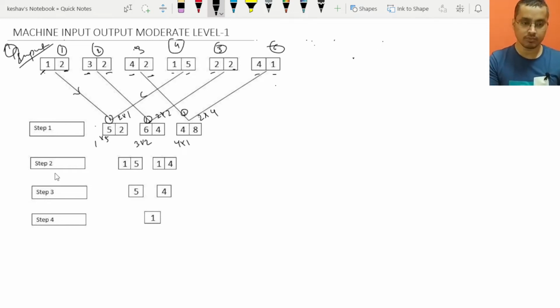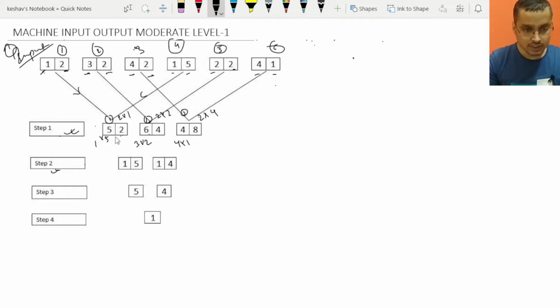Now come to step 2. How to get step 2? In step 2, what is the sum of the digits, 5 plus 2 plus 6? We are getting step 2 from step 1. Sum of the digits: 5 plus 2, 7, 7 plus 6, 13. So this is not the logic. Then 5 into 2, 10, 10 plus 6, 16. So this is not the logic either.